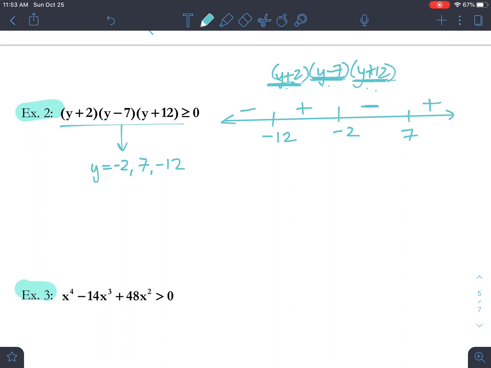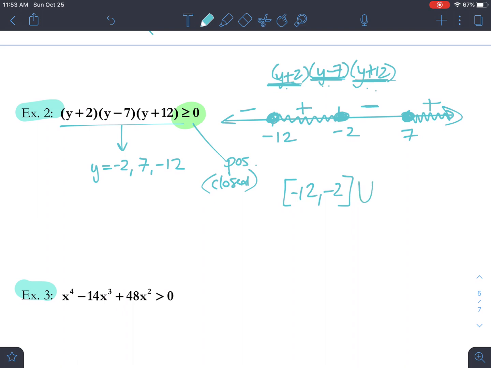All right, let's see what we're looking for here. We want to know when is it greater than or equal to 0, aka when is it positive. It's also closed circles, if you want to write yourself a note. So closed circle, closed circle, closed circle. Where is it positive? Between -12 and -2, and from 7 to infinity. So let's write that down. -12 to -2, bracket, union, 7 to infinity. Parenthesis. Infinities always are parentheses.